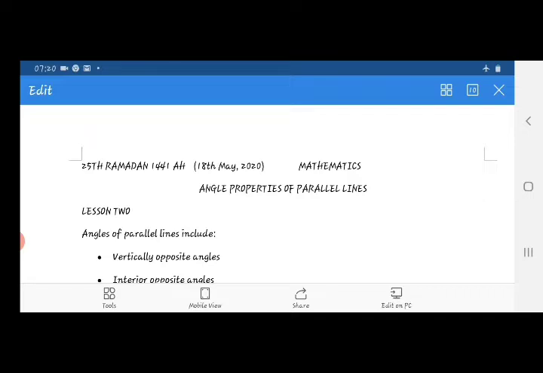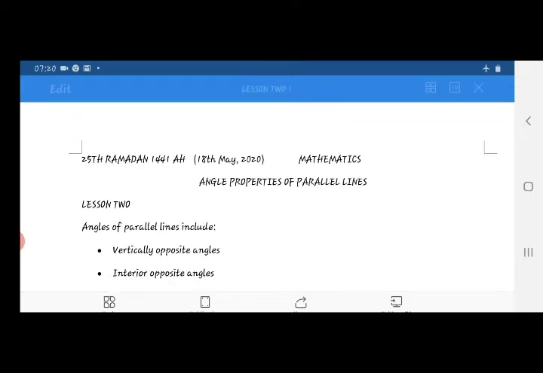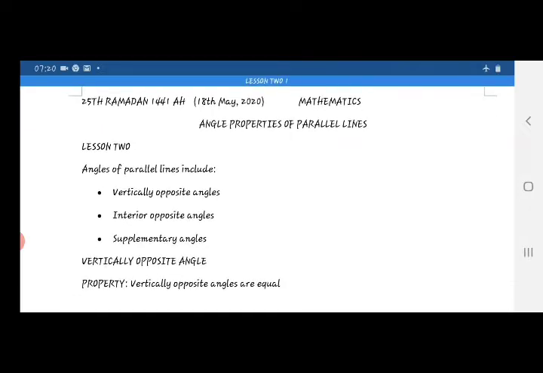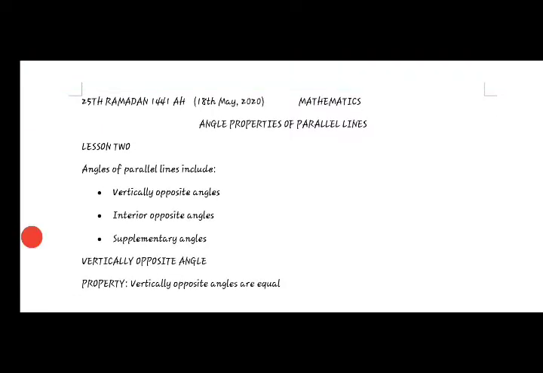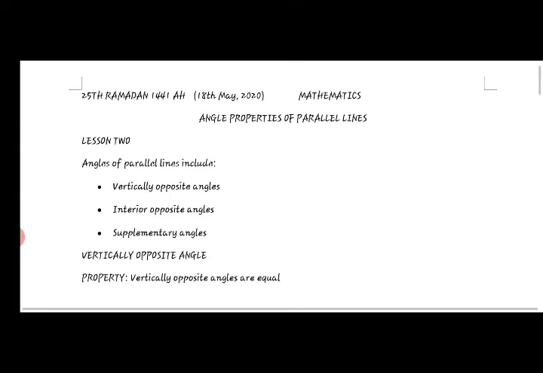Last week we started with angle properties of parallel lines. Then we did corresponding angles, alternate angles, and angles on a straight line. Thereafter, I gave you an example and assignment. Some of you submitted the assignments, and I was highly impressed with what I saw. Today we are going to look at the remaining angles, which are vertically opposite angles, interior opposite angles, and supplementary angles.